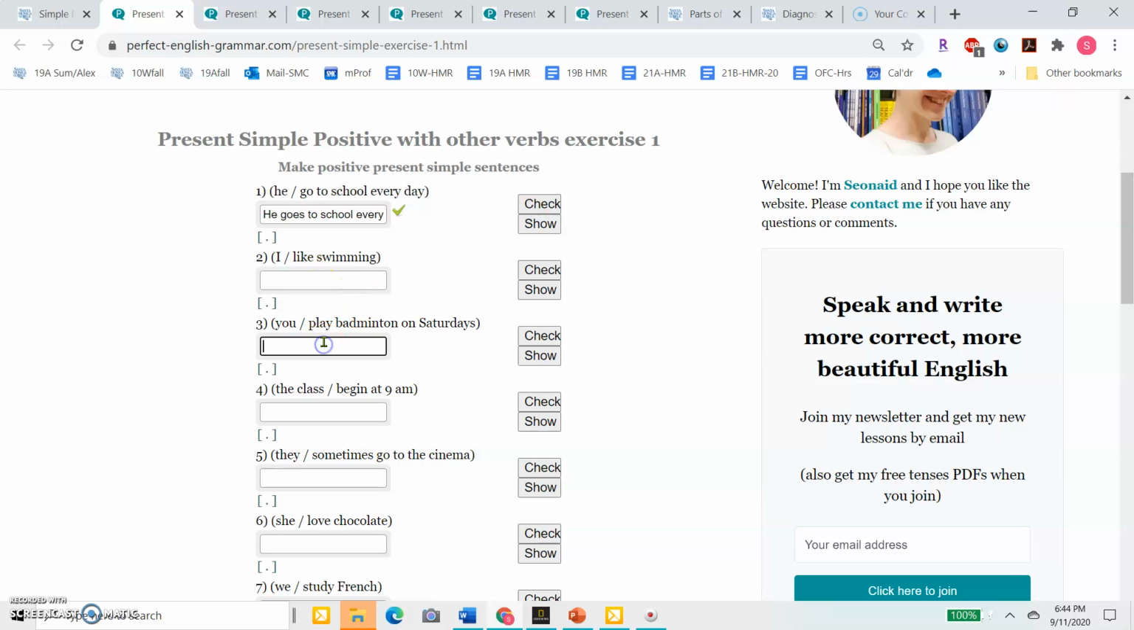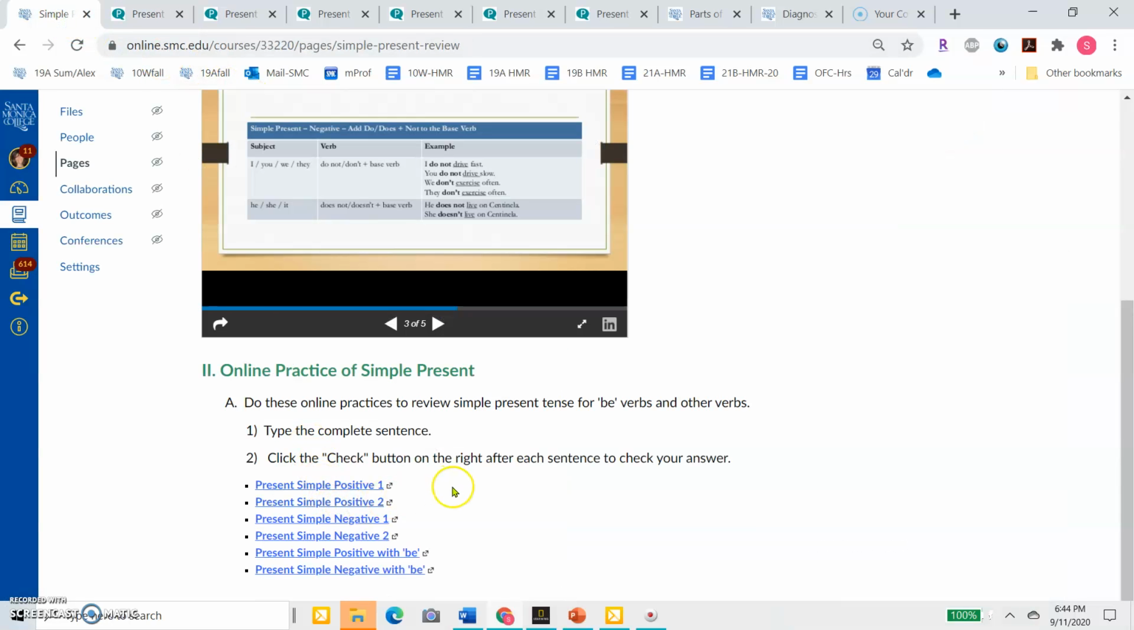Let's try this one. You play or plays? Play badminton on Saturdays. Check. Okay. Let's look at some of the other ones here. So that was simple positive.